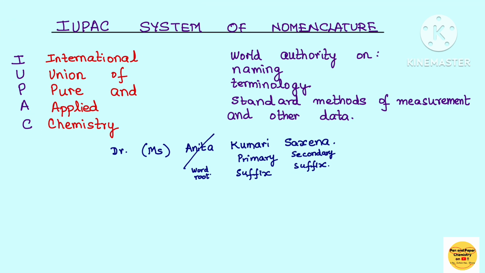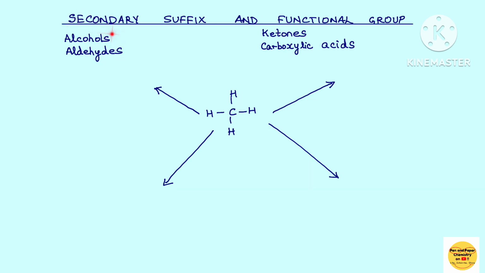So if I have written Dr. Miss Anita Kumari Saxena, Saxena is the family name. In other words, the secondary suffix is going to tell me the family to which a particular class of organic compound belongs.